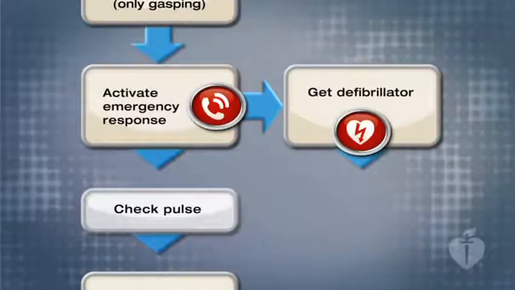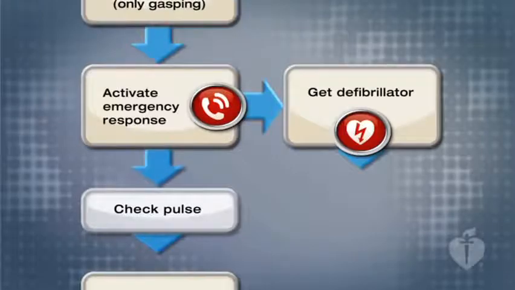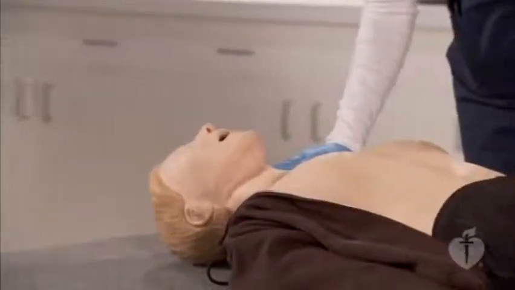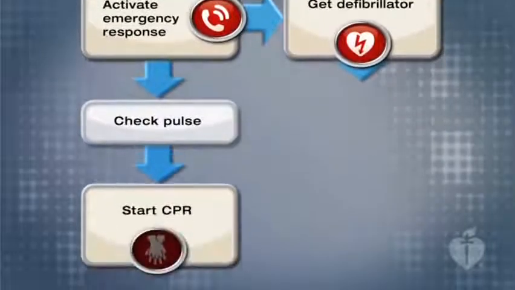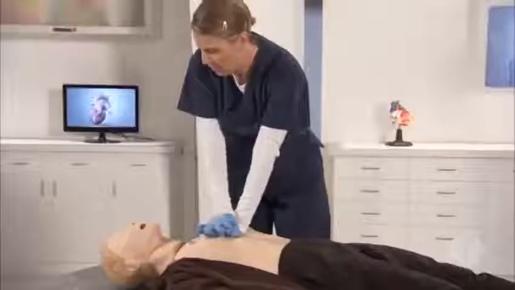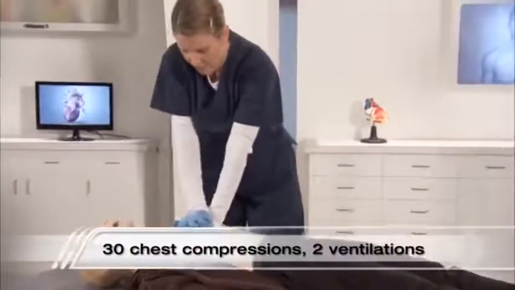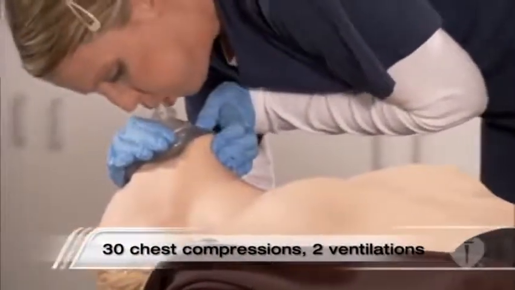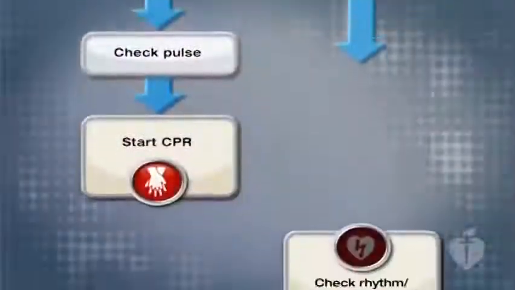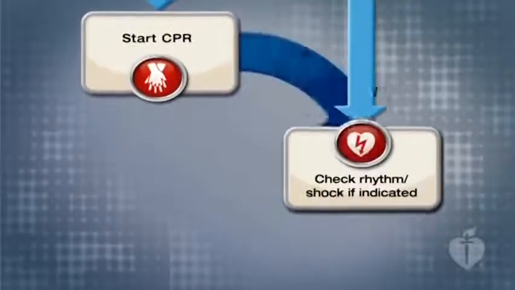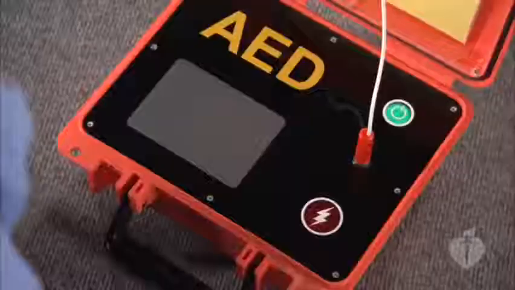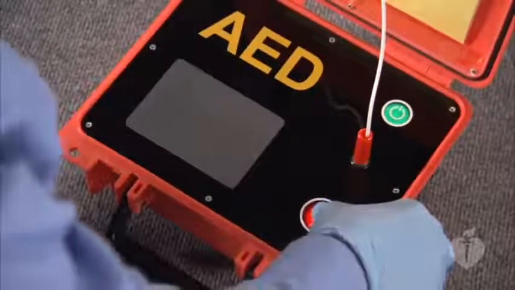Step three, circulation. Check the carotid pulse. Do not spend more than 10 seconds checking for a pulse. If you cannot feel a pulse within 10 seconds, start CPR. Immediately give cycles of 30 chest compressions followed by two ventilations. Step four, defibrillation. As soon as possible, attach an AED or defibrillator, and if indicated, deliver a shock.